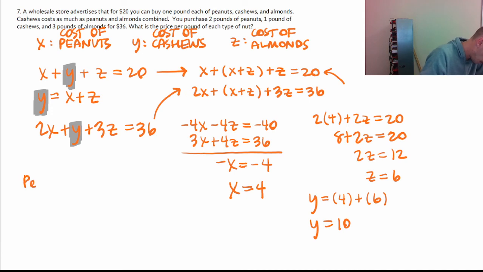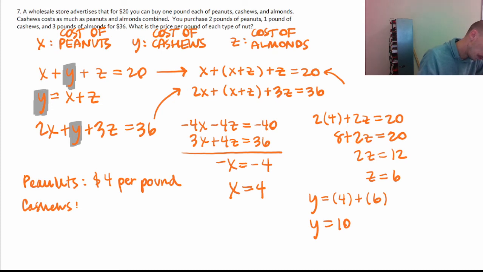And so I would say peanuts are x is $4 per pound. Cashews is y, so cashews costs $10 per pound. And almonds, well, they're costing $6 per pound.